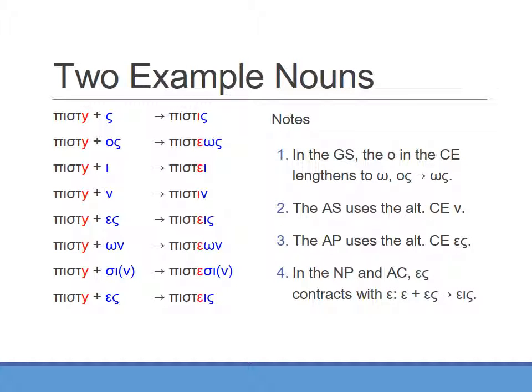So we can summarize what's happening in 4 main points. In the genitive singular, the omicron in the case ending lengthens to omega. So os goes to os. Recognize that this can happen sometimes and it shouldn't pose any problems. In the accusative singular, we are using the alternative case ending nu. In the accusative plural, we are using the alternative case ending epsilon sigma instead of alpha sigma. And in the nominative and accusative plurals, the epsilon of the case ending is contracting with the epsilon that represents the lost consonantal iota. So the 2 epsilons contract to form a.